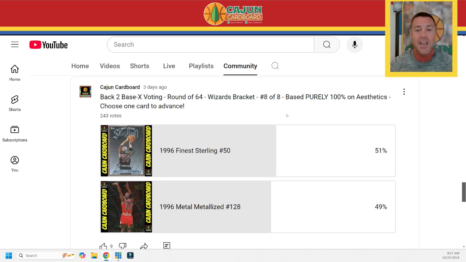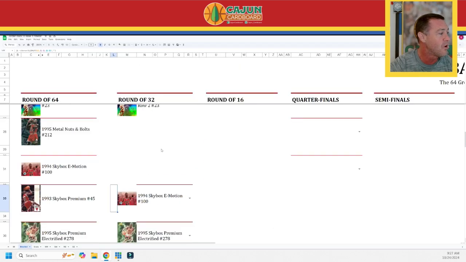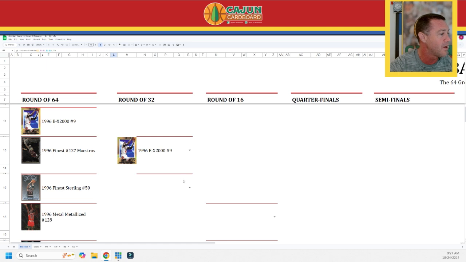A lot of people might say, hey, I picked up this really cool Jordan insert called Metallized, but no, it's not. It's just a subset card, just like the Electrifying. But the Finest Sterling takes this one, so that gets through. Finest Sterling will move on to the next round. Where is that bad boy? Here it is. I'm not sure it matters.